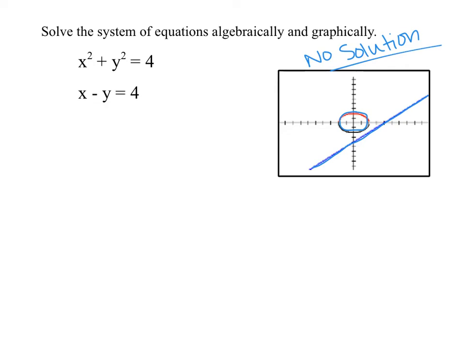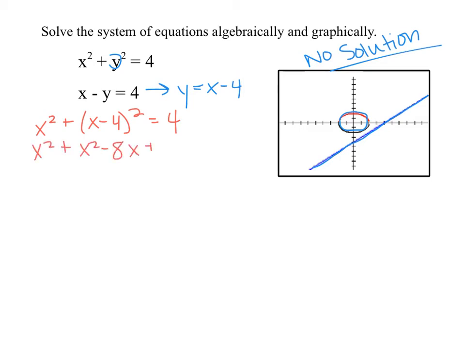So similar to the last one, I'm going to solve this second equation for y. So y equals x minus 4. And then from there, we're going to plug that y into the first equation. So x squared plus (x minus 4) quantity squared equals 4. It's going to end up looking kind of similar to start. So x squared plus x squared minus 8x plus 16 equals 4.